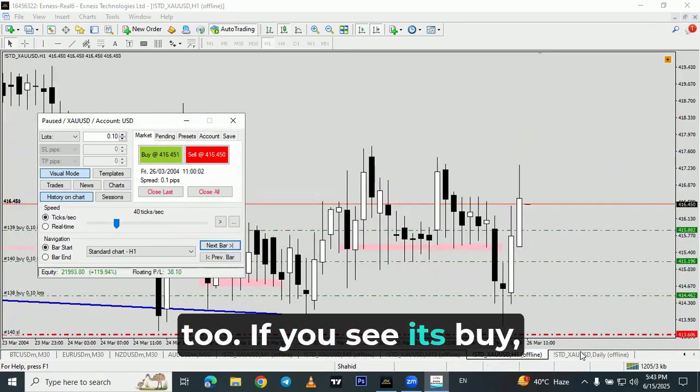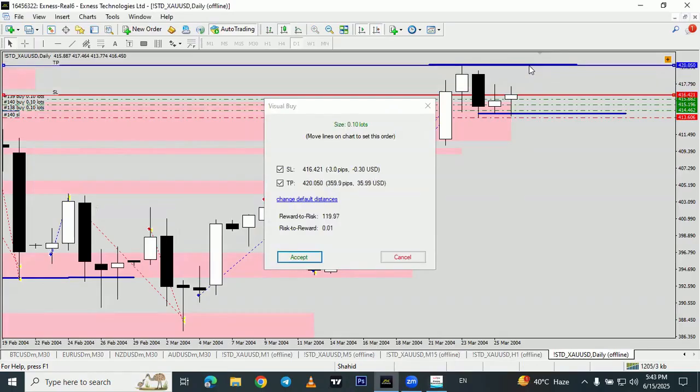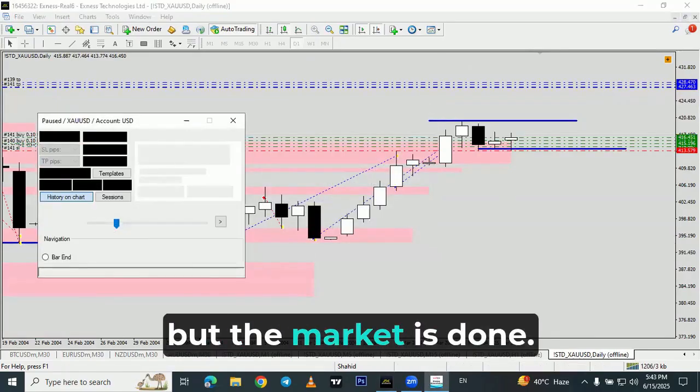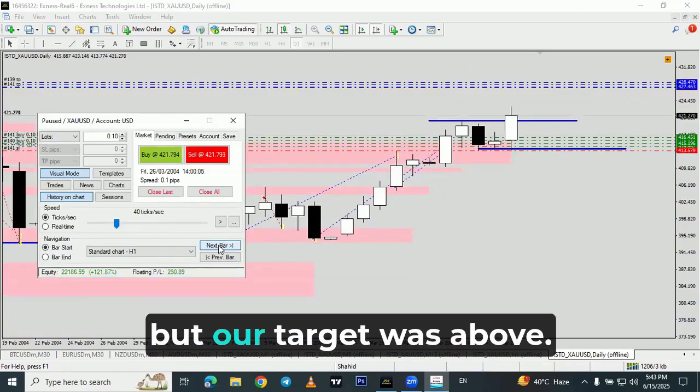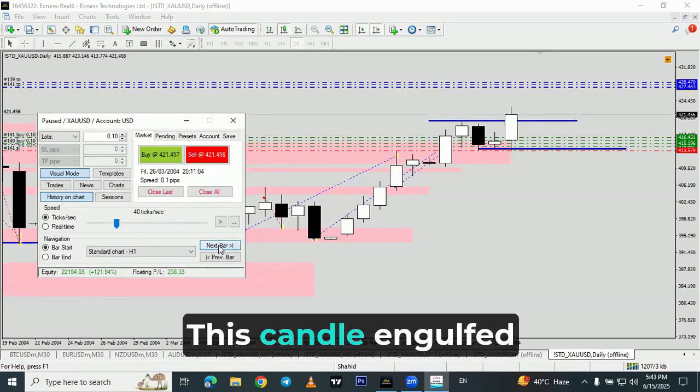If you see its buy, target it or keep it below the low. That's the target because the market swiped its low. We retargeted, but the market is done. The target is done, but our target was above. So, okay, if you see here what happened, this candle engulfed this candle.